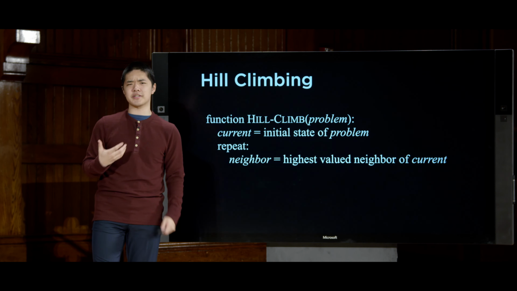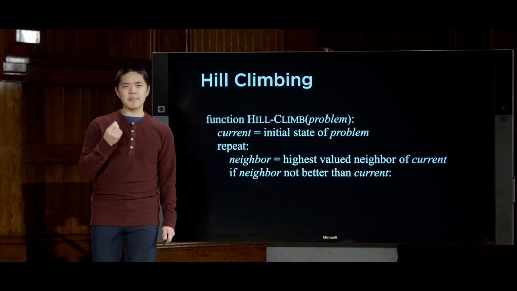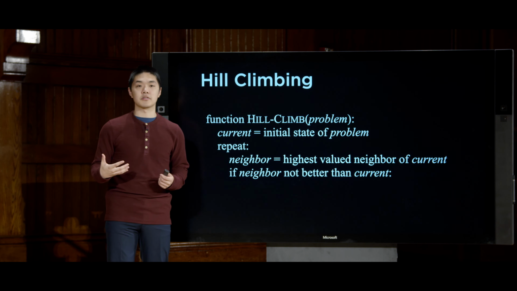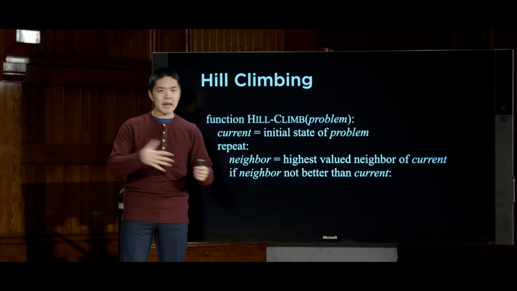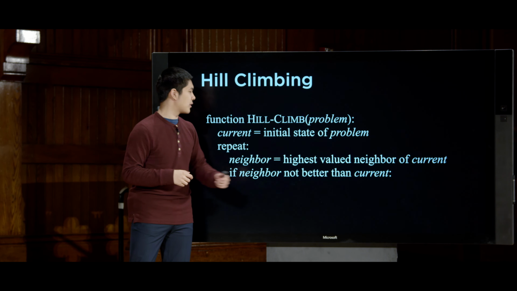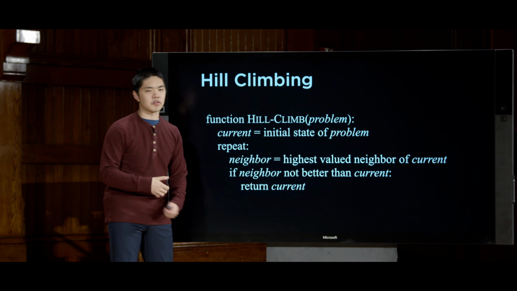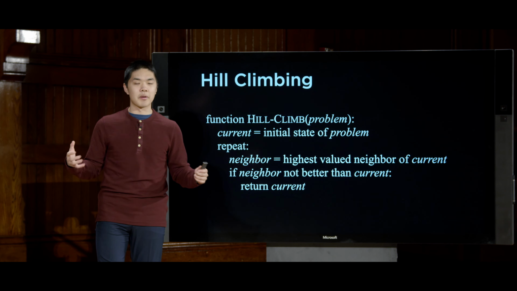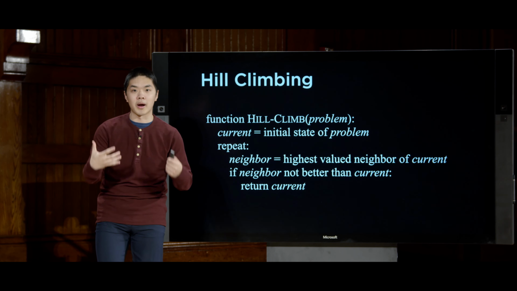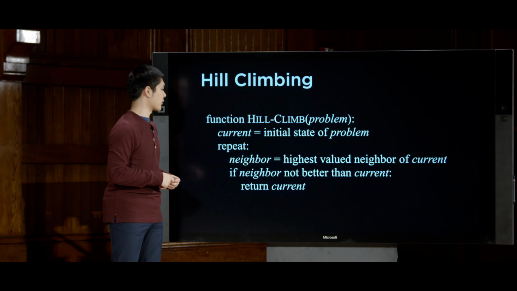And then the key question to ask is, is this neighbor better than my current state? And if the neighbor, the best neighbor that I was able to find, is not better than my current state, well, then the algorithm is over. And I'll just go ahead and return the current state. If none of my neighbors are better, then I may as well stay where I am, is the general logic of the hill climbing algorithm.